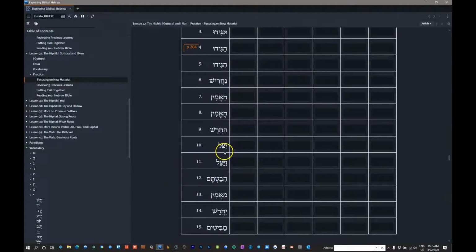Number 11, very similar. All we've done is added a Vav Patak to the front and then put a Dagesh in the Yod. So this is the same thing. This is just adding the Vav relative to it. So this is going to be the Hiphil jussive. You might call this the Hiphil Vav relative or the Hiphil Vayiktol form or whatever. But remember, the Vav relative doesn't actually go on the imperfect. It goes on the jussive. And that's why you see the shortening here.